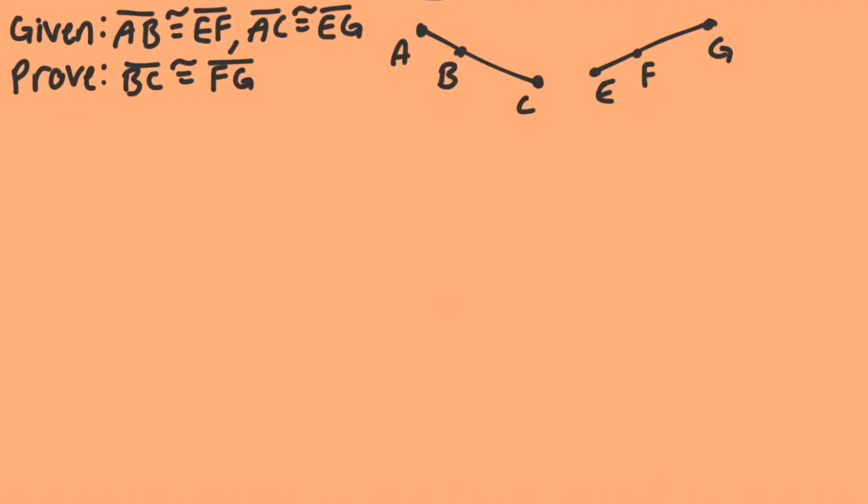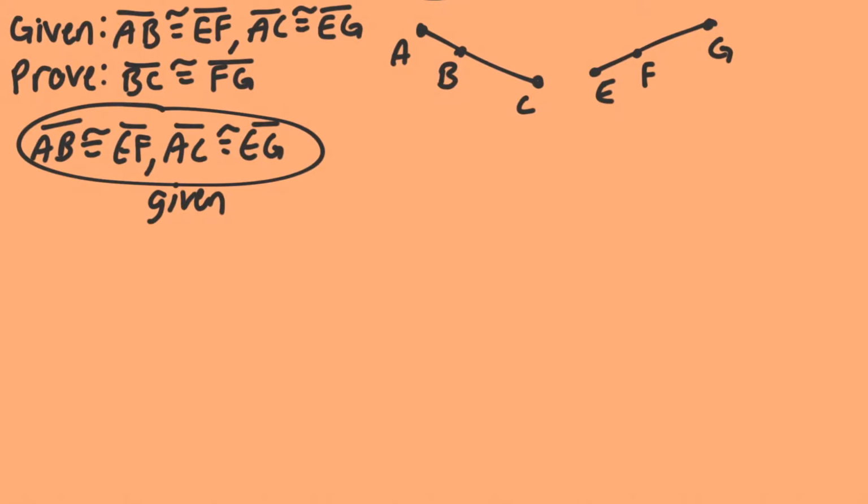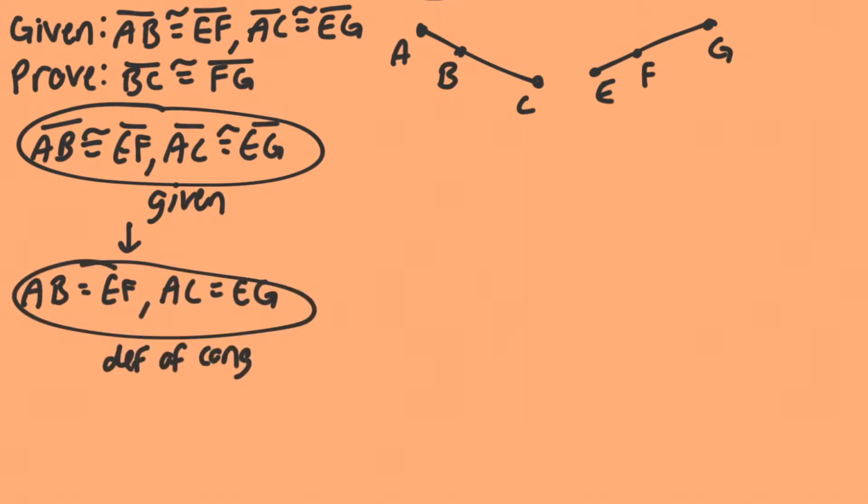This segment proof is going to look a lot like the other segment proofs. We're going to start off with what's given. Segment AB is congruent to EF and segment AC is congruent to EG. That means that their lengths are all equal, and that's by definition of congruence.